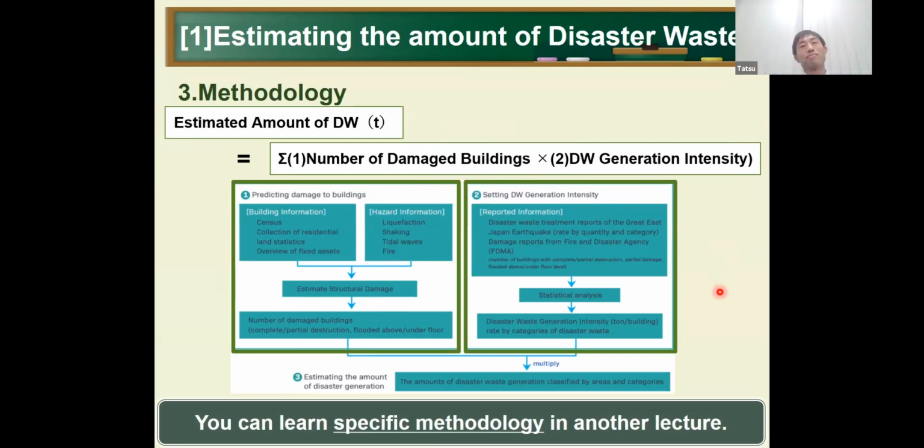we have another lecture next week, and if you want to learn more, you can join that lecture. The lecture will show the specific methodology and data collection. You will be able to utilize public data or information to estimate the amount of disaster waste, for example, using the data of World Bank or by using Google Map. I think you can learn the specific methodologies to estimate the amount of disaster waste by that lecture.